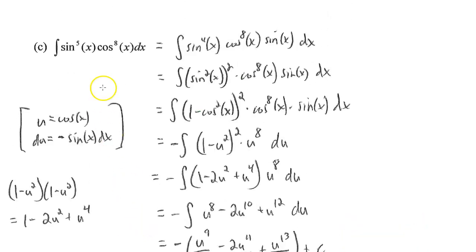So again, this worked out well because we had an odd power on sine. If we had had an even power on both of these, it would be much trickier. If this had said sine to the 6th power instead of sine to the 5th, and we tried to break off a sine, we'd have a sine to the 5th here.